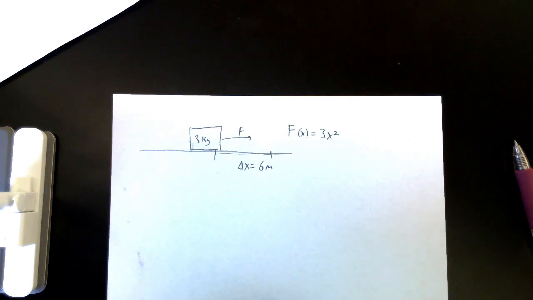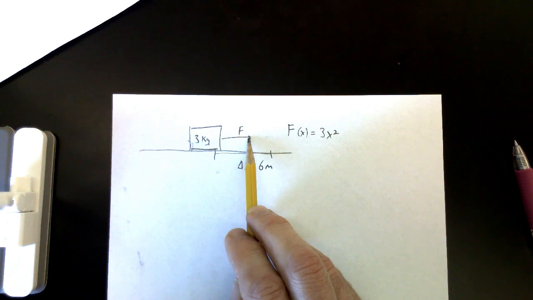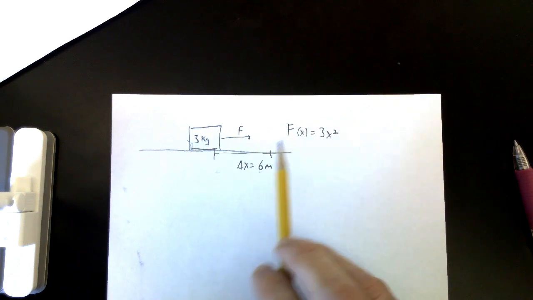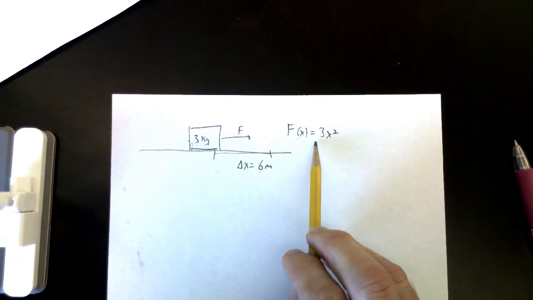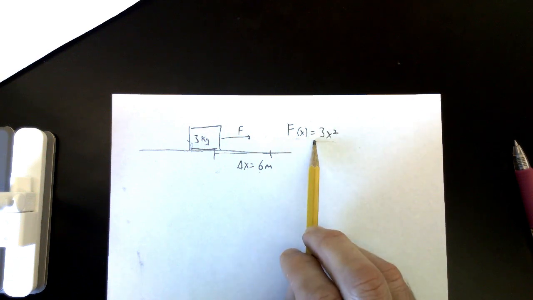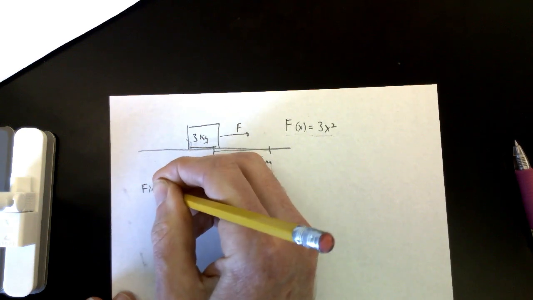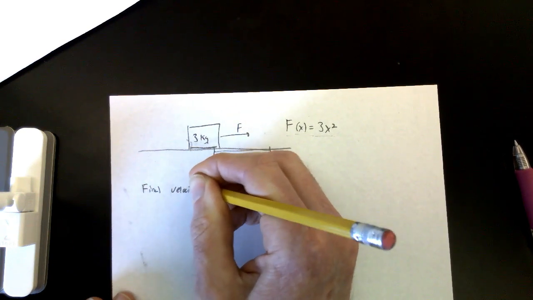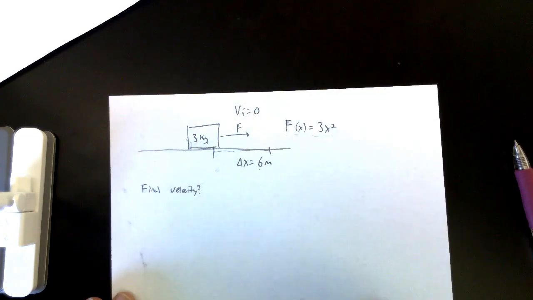Okay, here's another quick example of a work problem. This time we've got a 3 kilogram box and it's being pulled by a force F over a distance of 6 meters. This time we're going to work with a variable force. So the force is going to vary with the distance right here. And then the question is going to be, what's the final velocity? I guess we should put that the initial velocity is 0.